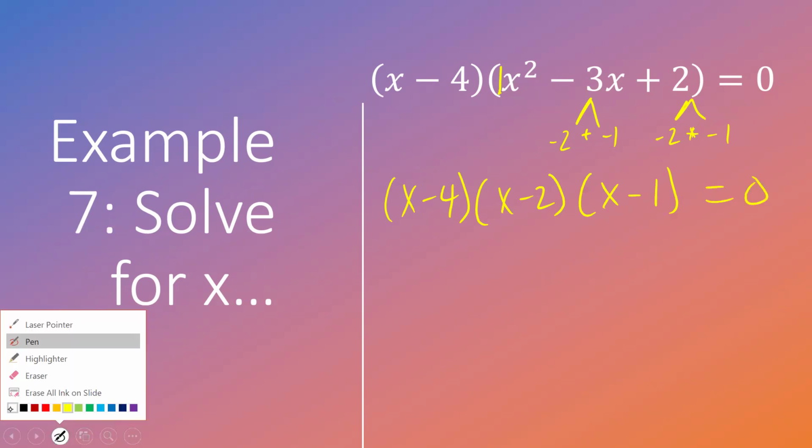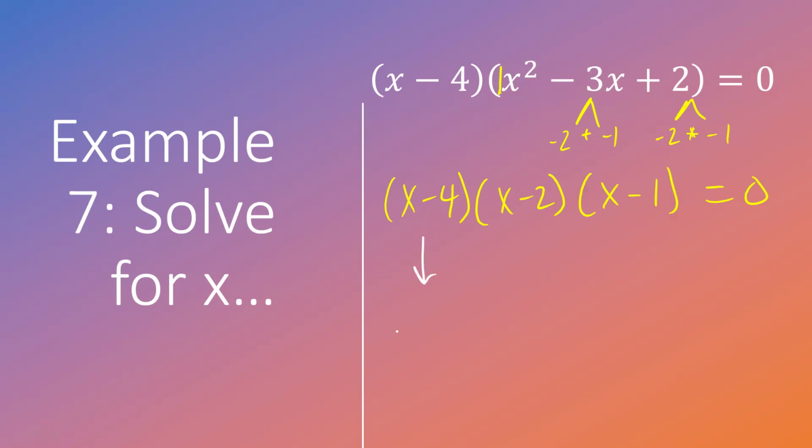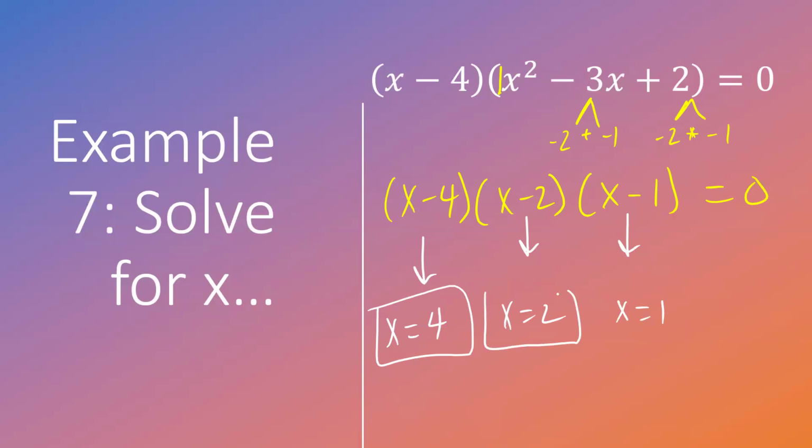And now that we've gone through this, we can simply say that when it's fully factored, to find the answers, all you're doing is asking, what does x have to be to make each factor equal to 0? So what's my first answer? What's my second answer? And what's my last answer? And we're done.